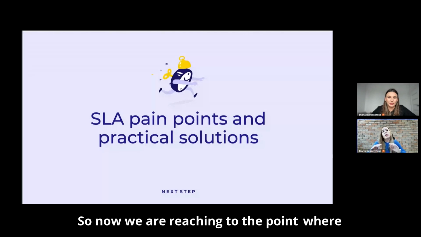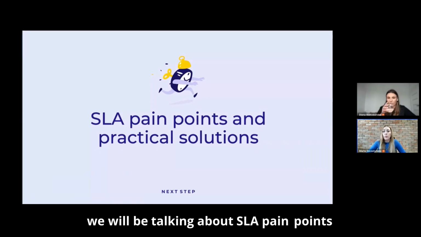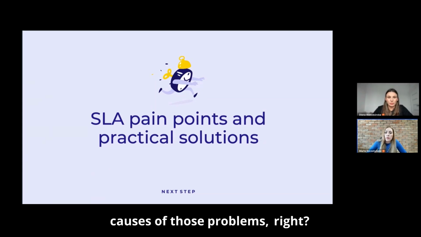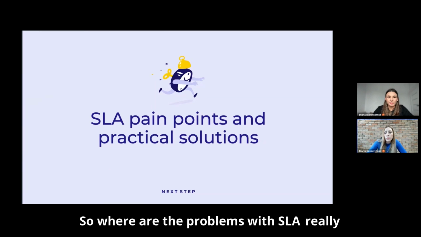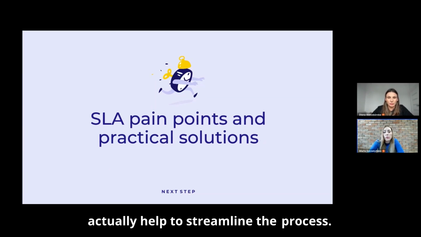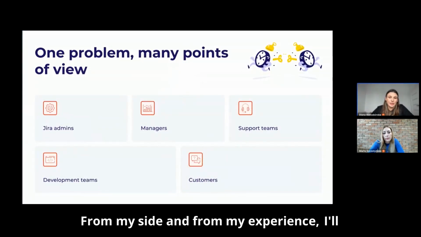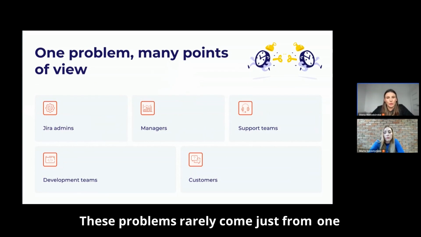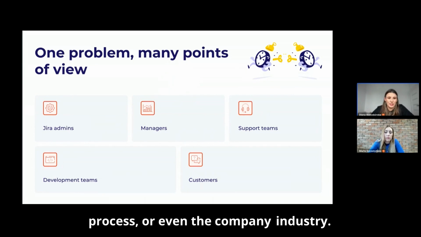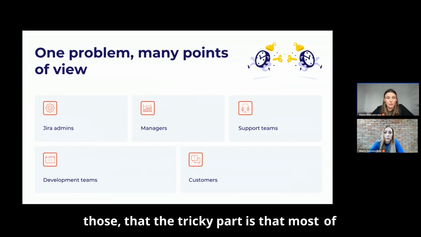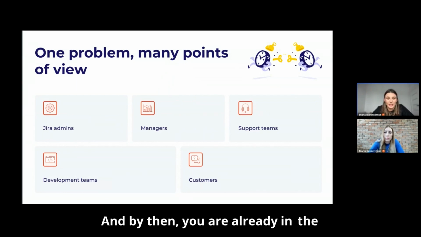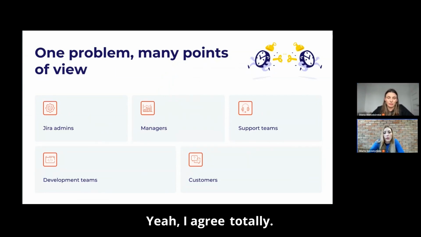Okay, so now we are reaching the point where we will be talking about SLA pain points and practical solutions to them. And we would like to check the root causes of those problems, right? So where the problems with SLA really happen. I would like to walk with you through some of the common pain points and what can actually help to streamline the process. From my experience, these problems rarely come from just one place. They can show up in different ways depending on the role, the team, the process, or even the company industry. And I believe what is similar for each of those is that the tricky part is that most of the time you don't notice there is an issue until something breaks, and by then you are already in firefighting mode. Yeah, I agree totally.